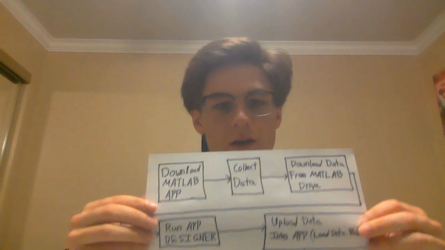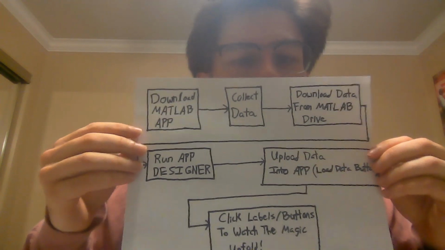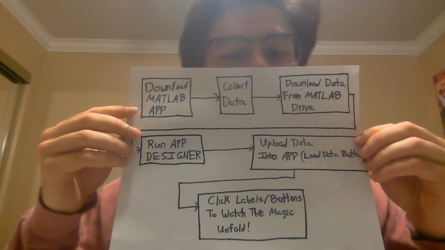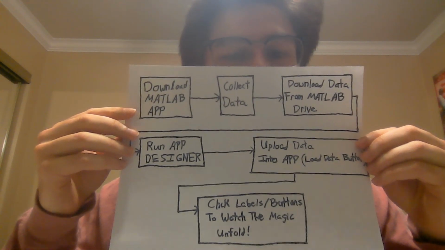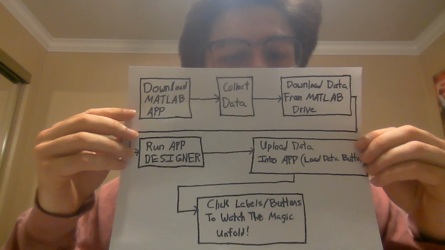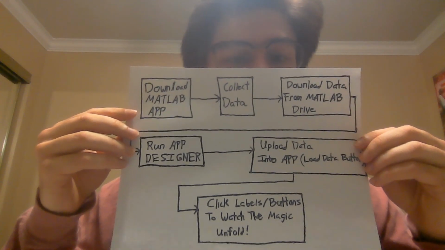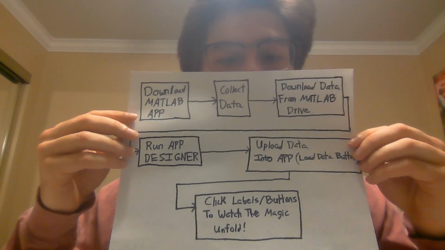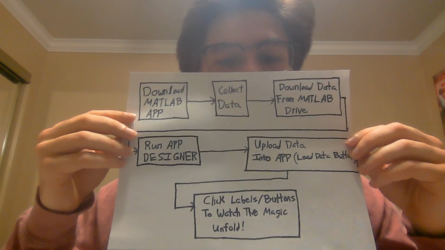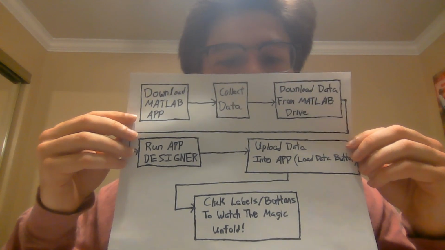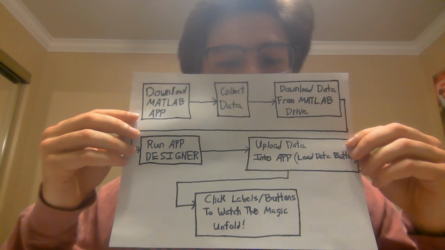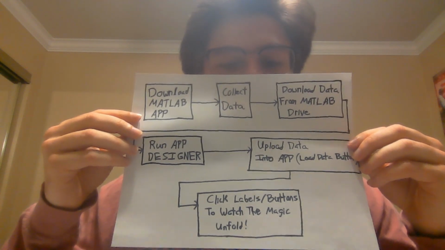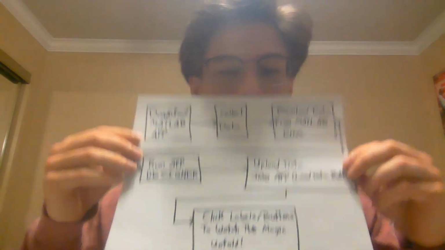In order to do this, you're first going to have to download the MATLAB mobile app, and then you're going to collect data through the MATLAB mobile app. Then you're going to download the data from the MATLAB Drive, very similar to a Google Drive, and then you're going to run App Designer. You're going to upload the data into the app by clicking the Load Data button, and then you are going to click the buttons or labels inside the app, and you're going to watch the magic unfold.